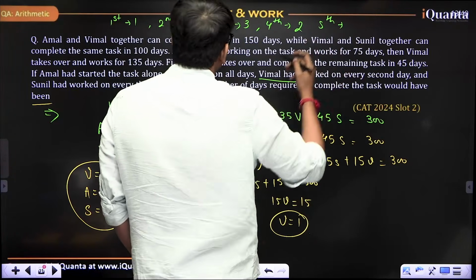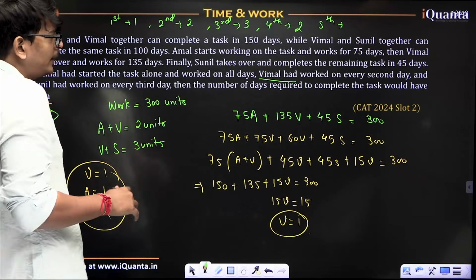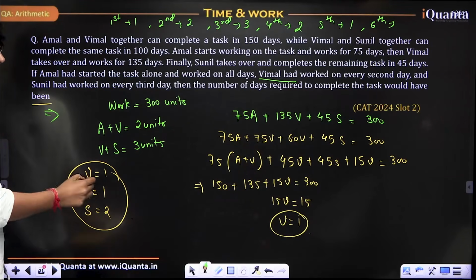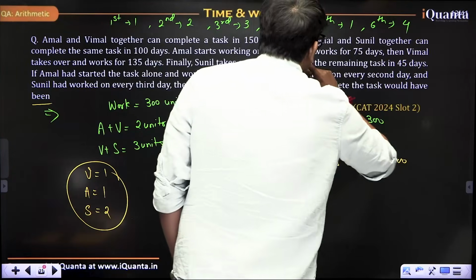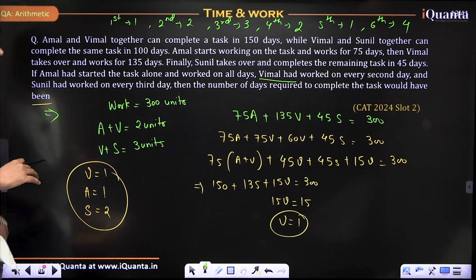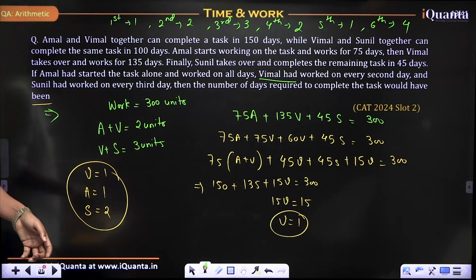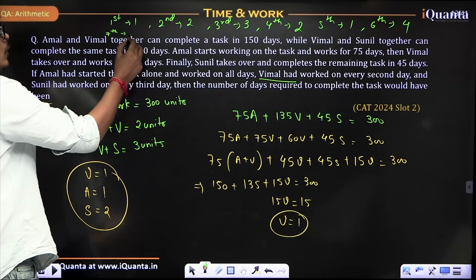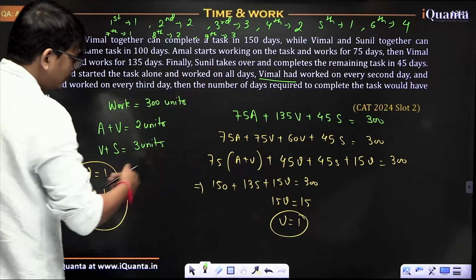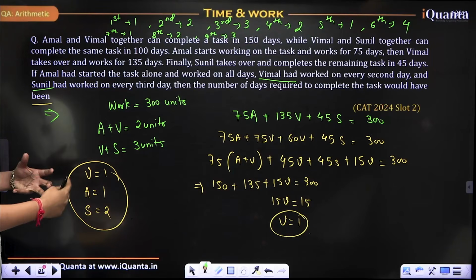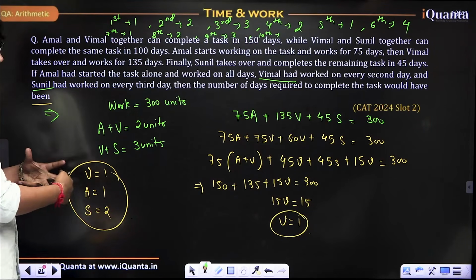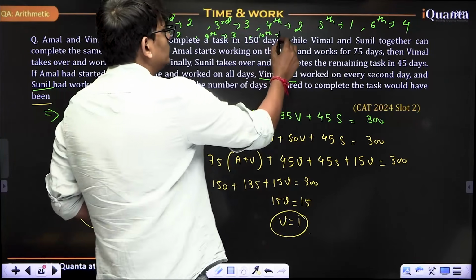On the fifth day, only Amal will be working because 5 is not a multiple of 2 or 3, right? And on the sixth day, all three will work together, 4 units, right? Let me check this. I hope I have not made any mistake. Yeah, perfectly fine. So we got a pattern. Now on the 7th day, 1 unit. On the 8th day, 2 units because it is a multiple of 2. On the 9th day, 3 units, multiple of 3, right? Because on every 3 days, Sunil comes into the picture. On the 10th day, multiple of 2, so Bimal comes into the picture along with Amal. So 2 units and so on.